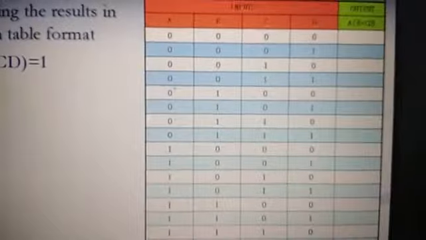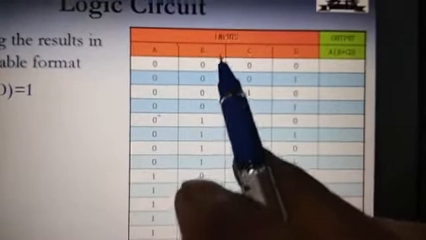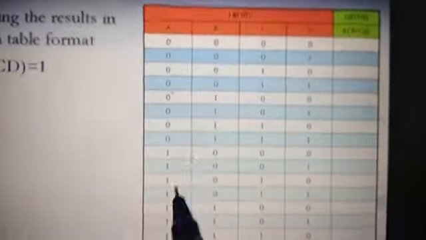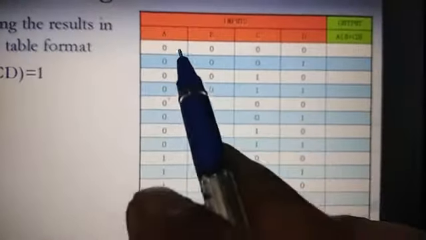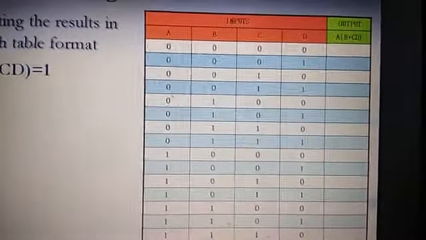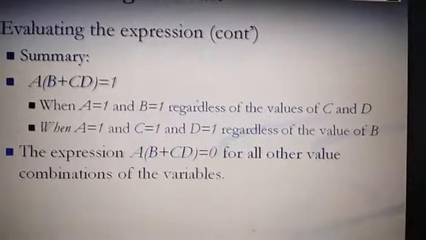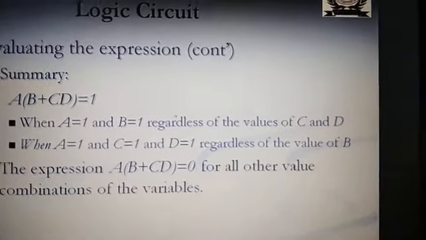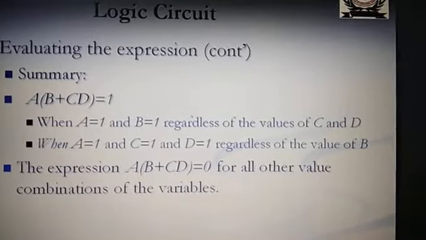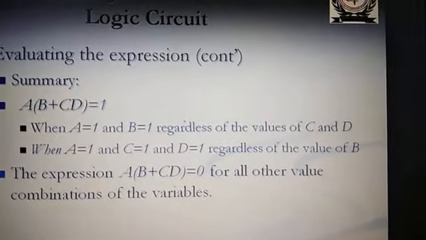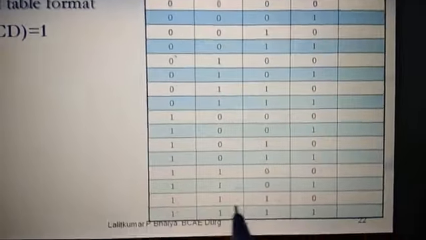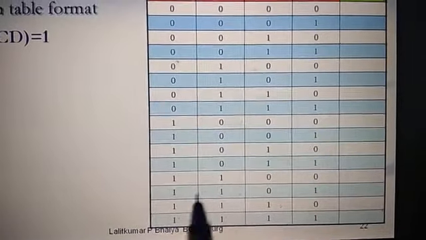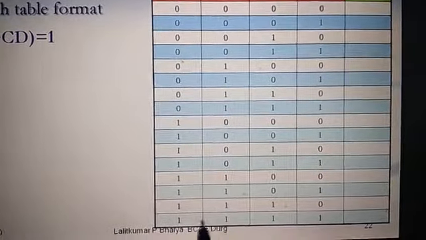These are the possible combinations. There are 4 variables, therefore there are 16 possible combinations, 0 to 15. Now, as per this, A is equal to 1, B is equal to 1, regardless of the value of CD. That means you require A equal to 1, B equal to 1. These are too important. So here A is equal to 1, B is equal to 1. These are the values.